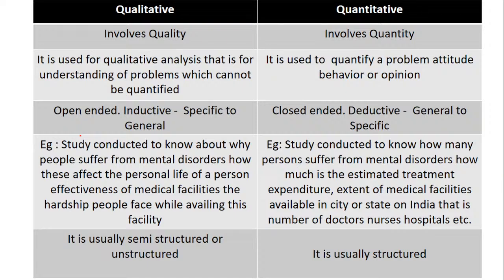Again, please remember that you can take any number of variables to do a research, but the more variables you take, the more you are going to complicate your research. So it's always better to have a minimum number of variables and have a clear study.